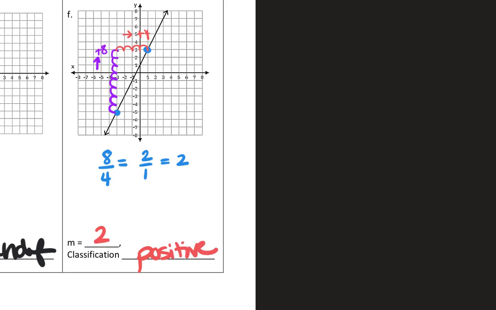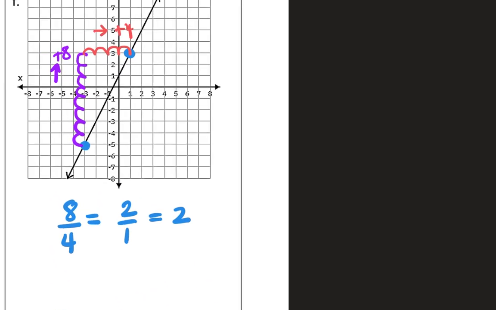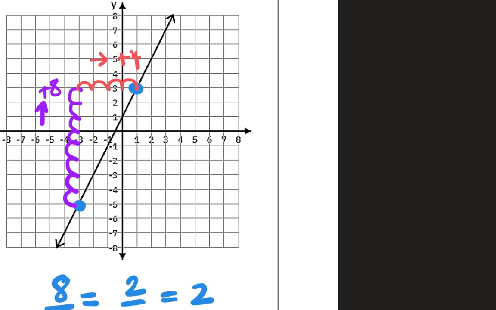Okay, so let me just clarify something real quick. Some of you may be thinking, well, why do I always have to start at that point? You can start at the other point, okay? If you wanted to go to this point here and that be your starting point, how would I get from that point to the other point? Would I go up or would I go down? You would go down. So it would be 1, 2, 3, 4, 5, 6, 7, 8.